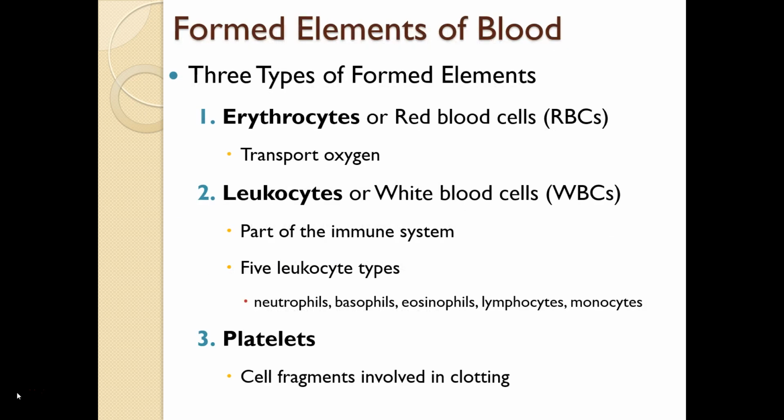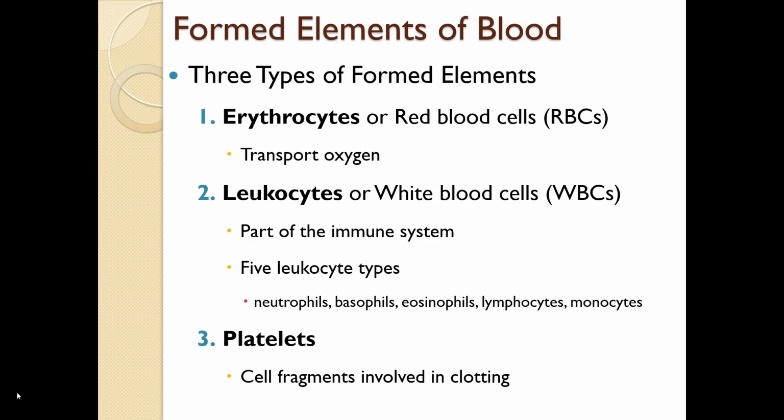And this slide is just giving you the general functions of each of the types of formed elements. So red blood cells are erythrocytes. So the word root, erythro, refers to red blood cells. Erythro means red, the color red. And leuco means white. Okay, so those just refer to the colors. What are cytes? Whenever you see cytes, that's referring to cells, right? So red cells, white cells is what the terms mean.